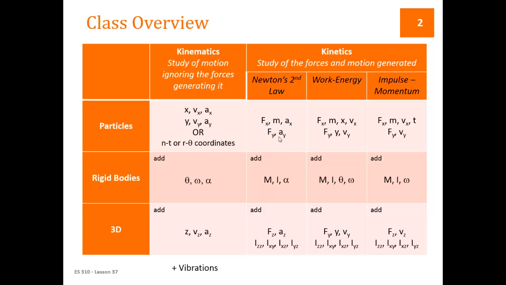And those forces could be for particles in the x and the y directions. In 3D, we add the force in the z and the acceleration in the z. For rigid bodies, things could rotate. So we had sum of moments equal to I alpha. And so we have added moments of inertia and rotational acceleration. In 3D, for rotation in 3D, we also had all of the other I's, so Izz, Ixy, Ixz, and Iyz. So we had a matrix of 6 different moments of inertia.